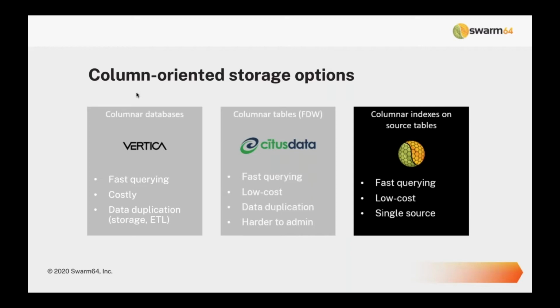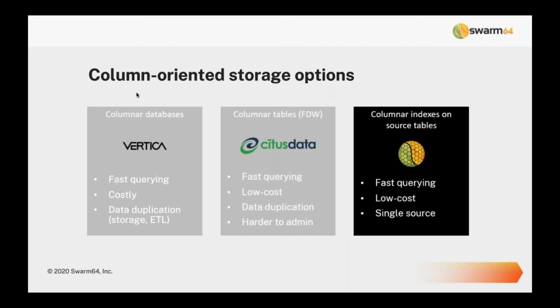Okay, so the third option is columnar indexes, and as I mentioned before, this is the approach that Oracle and SQL Server took. SQL Server implemented Columnstore indexes, which are really what the Swarm 64 and Postgres Columnstore indexes are modeled after. Oracle's in-memory Columnstore is a similar thing, but it's a way of creating a fast query path into your base table, right, without having to duplicate your base or source tables for analytics. So you get the benefit of fast query performance.